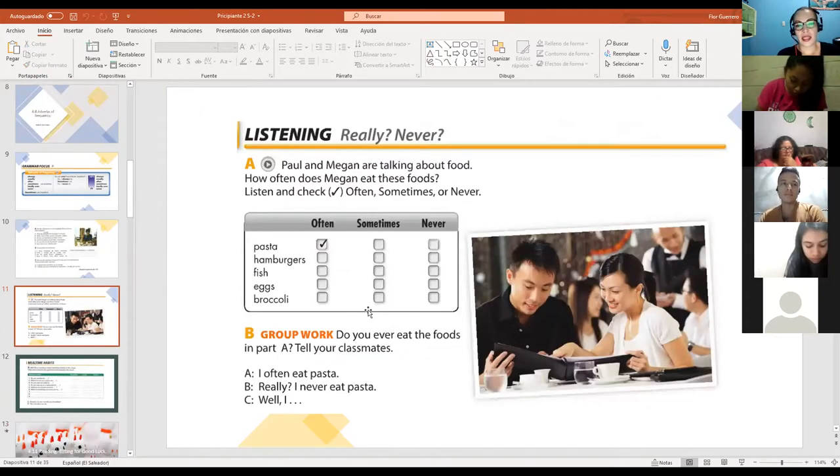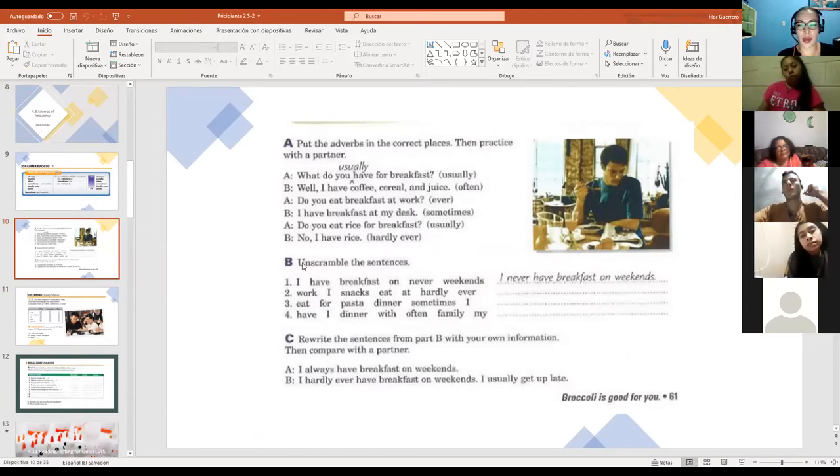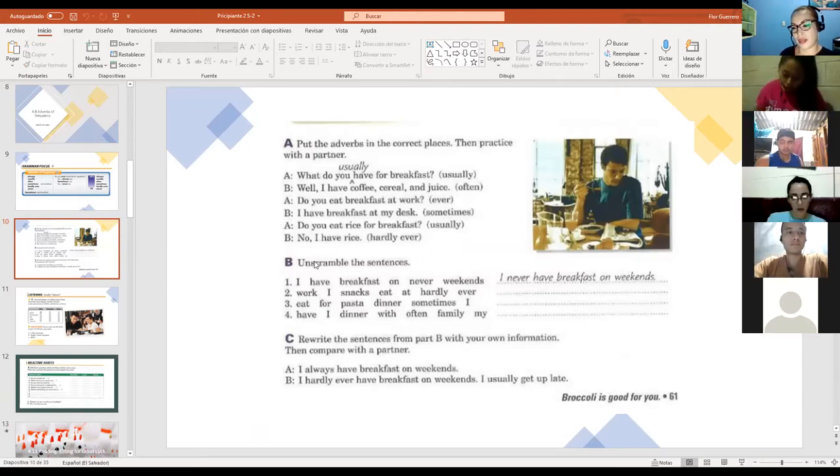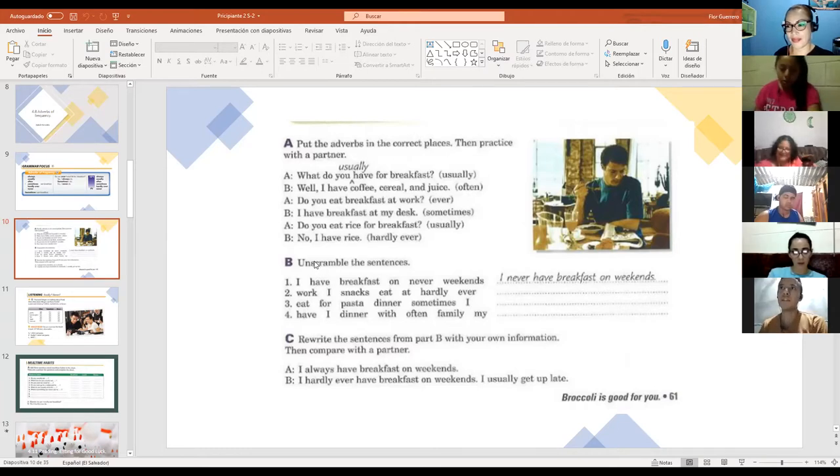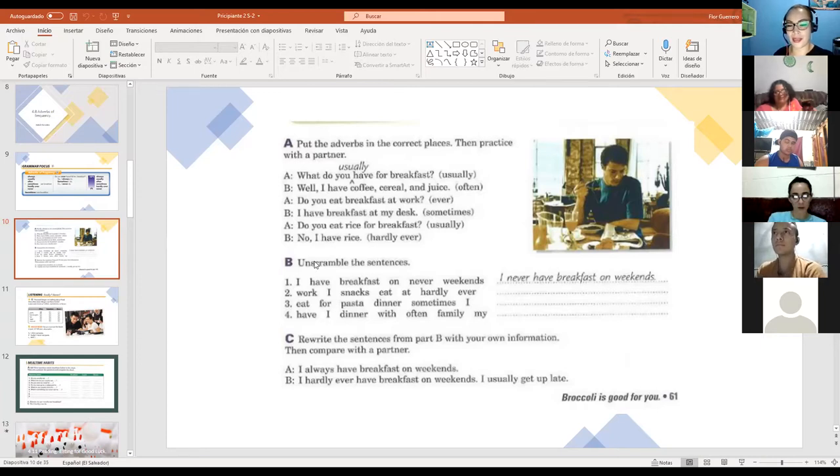Now, the next exercise, the letter B, is to unscramble the sentences, is to put them in the correct order. Tenemos que poner esas palabras en el orden correcto para formar oraciones. Okay. I hardly ever eat snacks at work. Very good, Hilda. I hardly ever eat snacks at work. What about number three? Sometimes I eat pasta for dinner. Escuché las dos opciones, which is really, really good. Sometimes I eat pasta for dinner or I sometimes eat pasta for dinner. Cualquiera de las dos. And finally, number four.